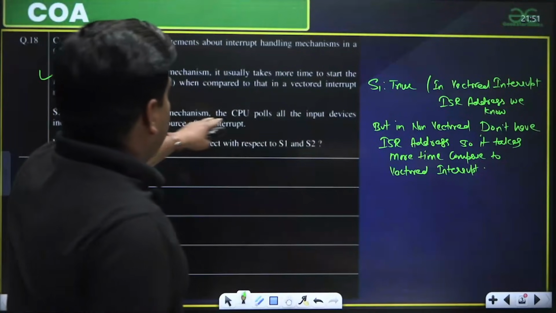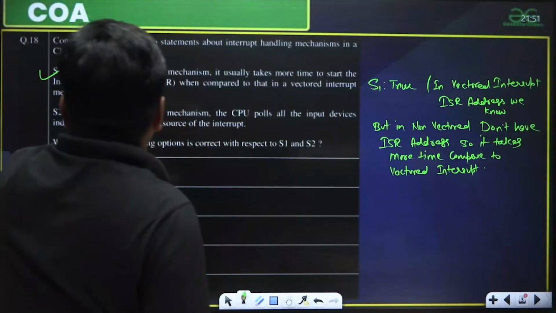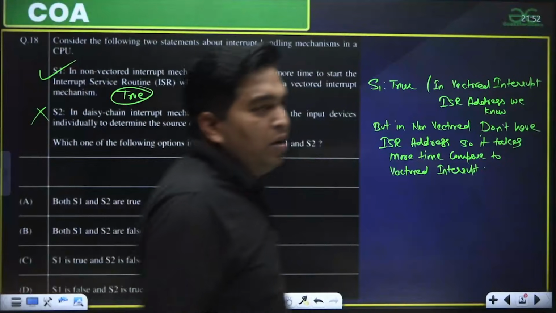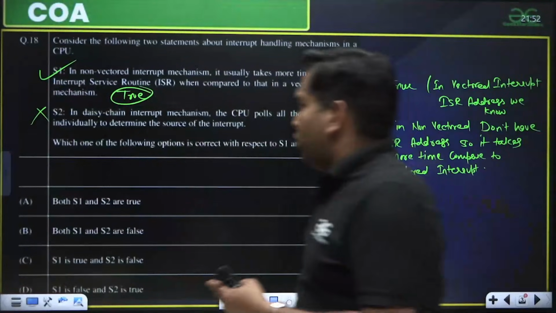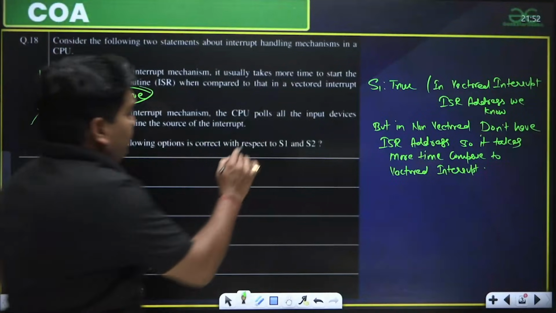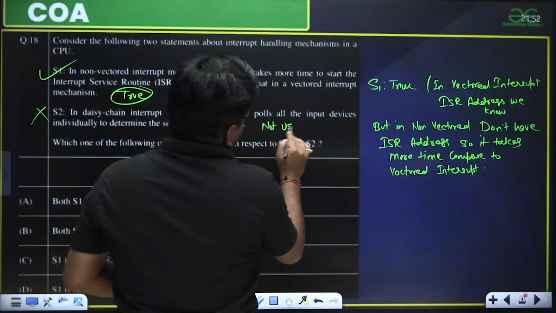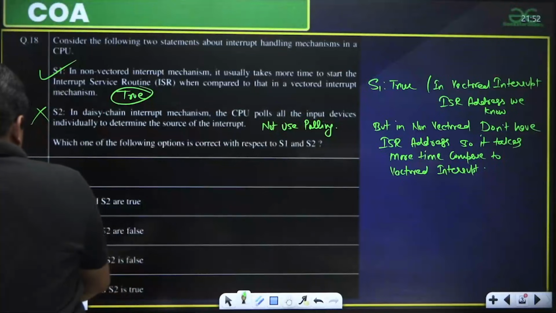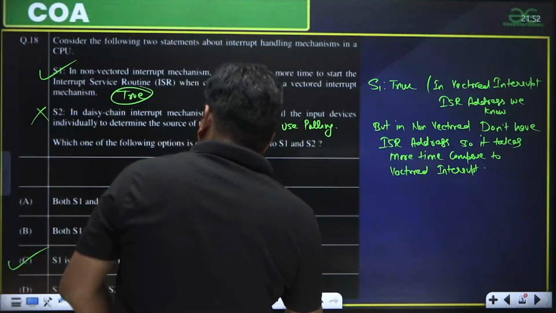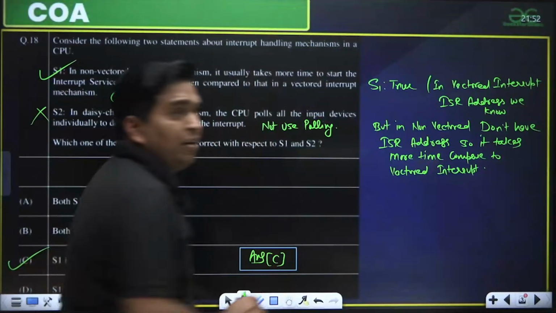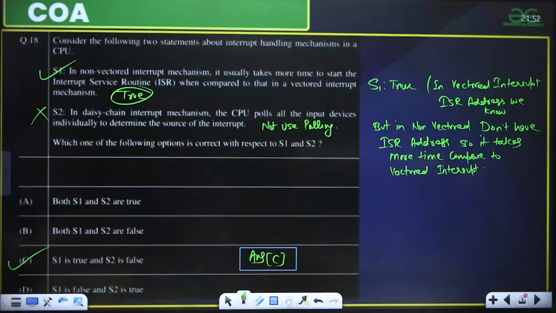In daisy chaining interrupt mechanism, CPU polls the input devices individually to determine the source of interrupt. No beta, that is wrong, because in daisy chain interrupt mechanism, we don't use polling. Getting my point? So we can say S1 is true and S2 is false. So C is the correct answer for this question.